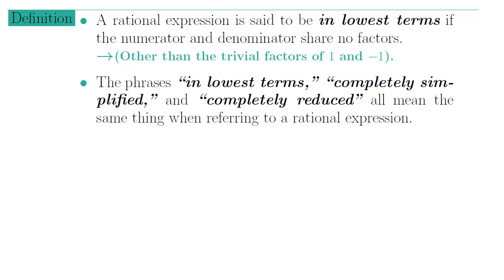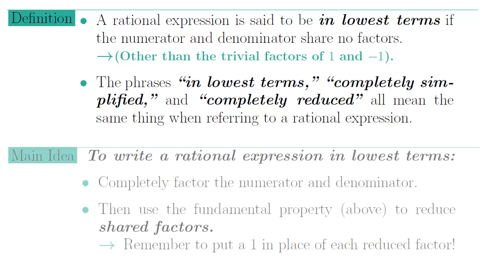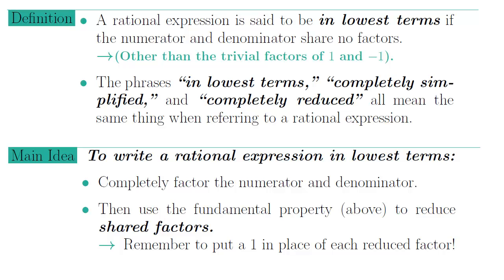And when you hear the words "in lowest terms," that's equivalent to saying completely simplified or completely reduced. Now, the process of simplifying rational expressions to lowest terms is as follows. To write a rational expression in lowest terms, first we will completely factor the numerator and the denominator, and then use the fundamental property of rational expressions, as discussed above, to reduce any common shared factors. Remember to put a 1 in place of each factor that's reduced.